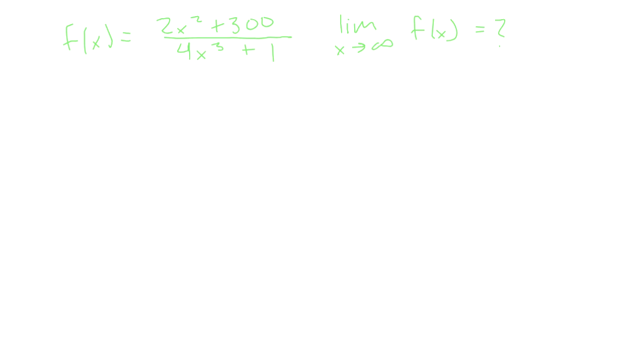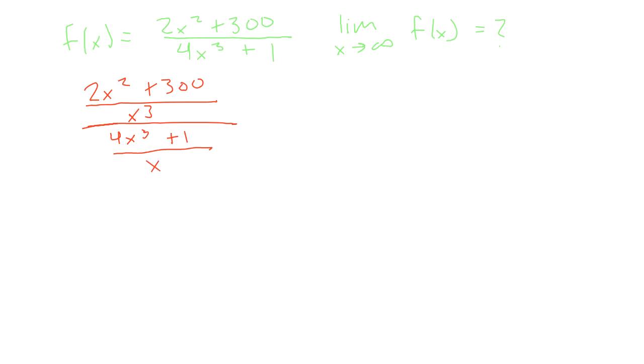So what we can do is follow those first 3 steps again. We're going to divide both the numerator and denominator by our highest power. So we have 2x squared plus 300. And we can see our highest power between these two. On the numerator, our highest power is x squared, and our denominator is x cubed, so we're going to go with x cubed, all over 4x cubed plus 1 all over x cubed.